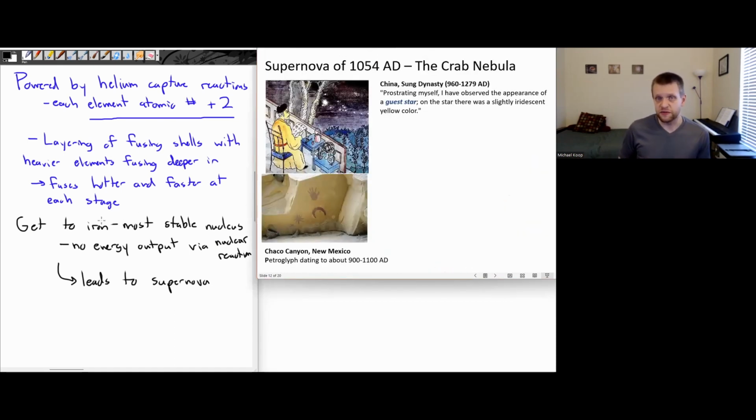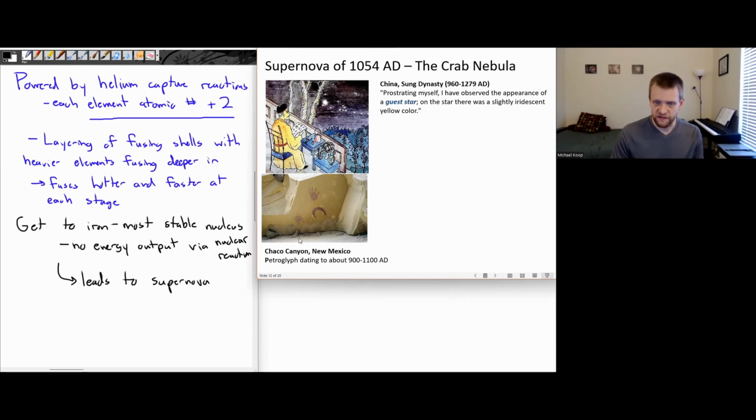We've detected these from very, very quite distant past. For example, there was a supernova that went off in the year 1054 AD. And we know this by reports from astronomers from China, India, the Middle East, a couple other locations, where basically a new star showed up in the sky. So this is a report. I have observed the appearance of a guest star. On this star, there was a slightly iridescent yellow color. This thing was so bright, this star could be seen during the day for a couple of months.